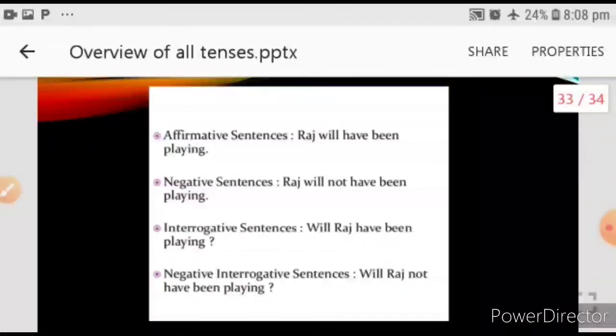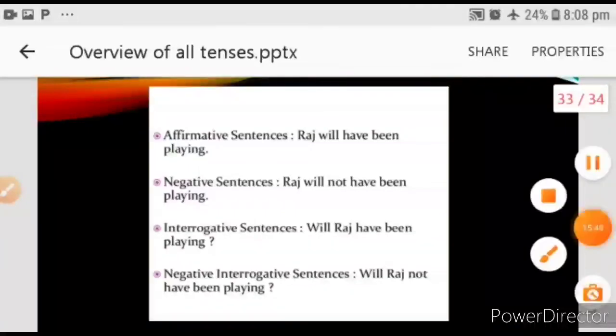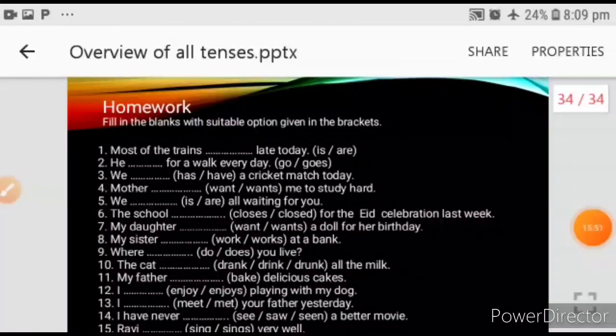Okay, now this is your task. What you're supposed to do, take a screenshot of this page over here, and you are supposed to do it on your notebooks. Okay, these are general exercises. Do it on your notebook. It will improve your correct form of verbs as well, and you're also going to understand the English.